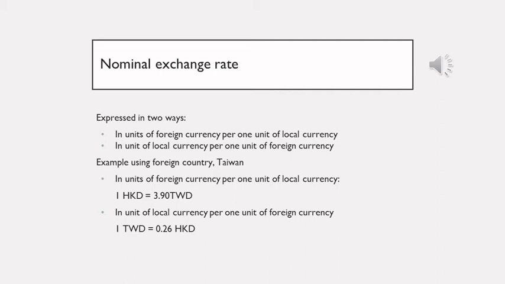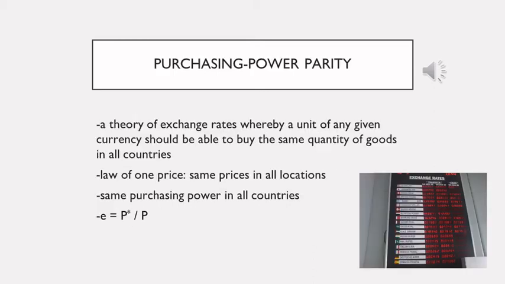Using the first way, which is in units of foreign currency per 1 unit of local currency, 1 Hong Kong dollar equals 3.90 Taiwan dollars. And in the second way, in units of local currency per 1 unit of foreign currency, 1 Taiwan dollar equals 0.26 Hong Kong dollar. Let me first briefly talk about the purchasing power parity.